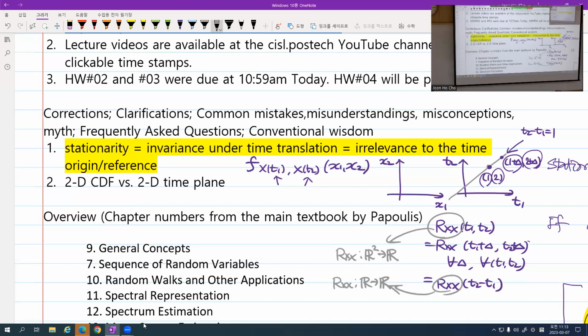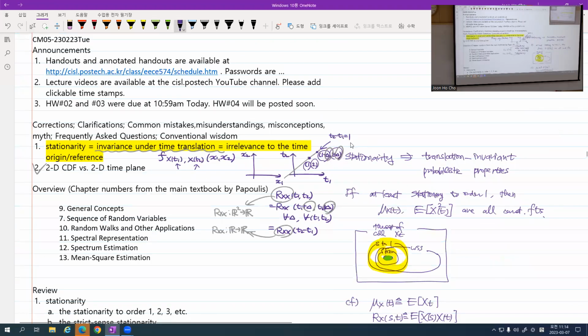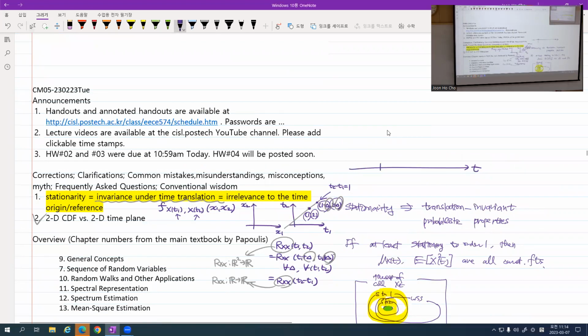Okay, anyway, so I've done this. Another one is that, I focused on this one, invariance under time translation, right? And this also means the invariance to the selection of the time origin, time zero. Okay, see that? Consider this axis, the time axis. Now you have chosen this point as zero.